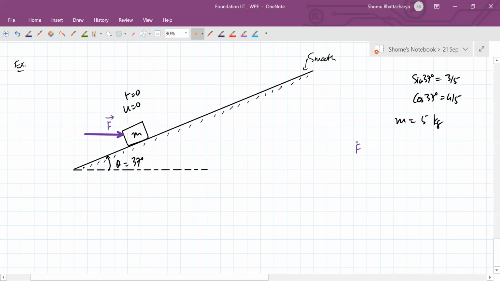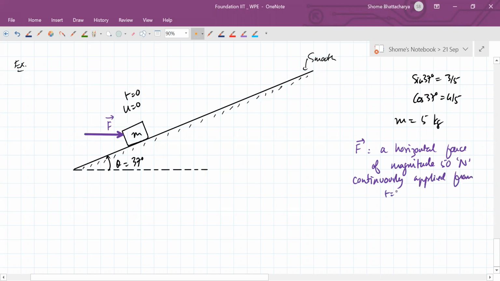So F is a horizontal force, of magnitude 50 newtons, continuously applied by some external agent from t equal to 0 onwards. Okay. So what is happening is, now after some time the block is reaching here.